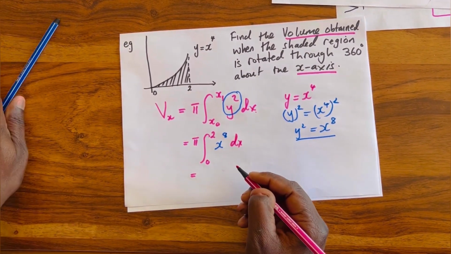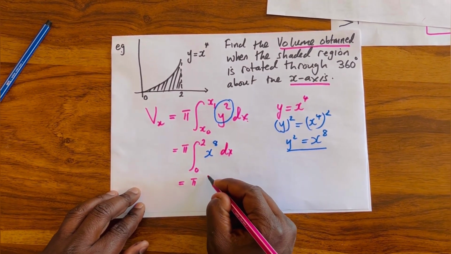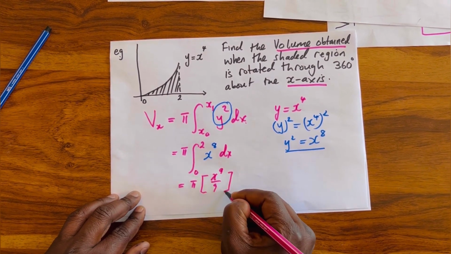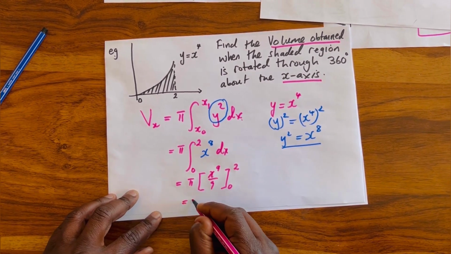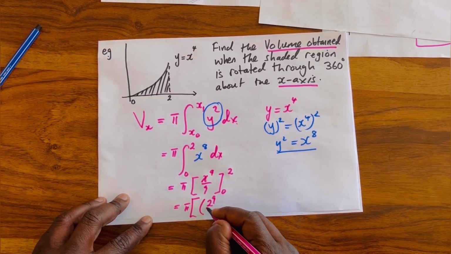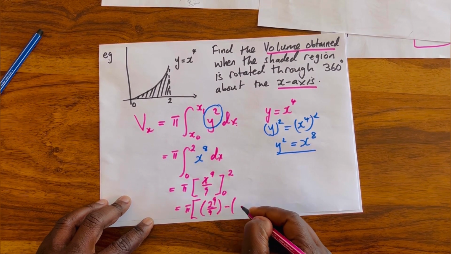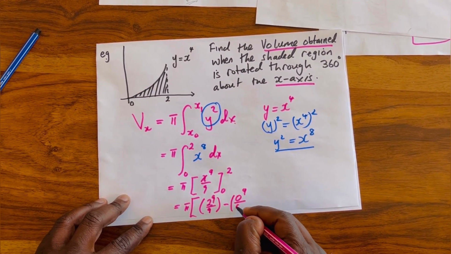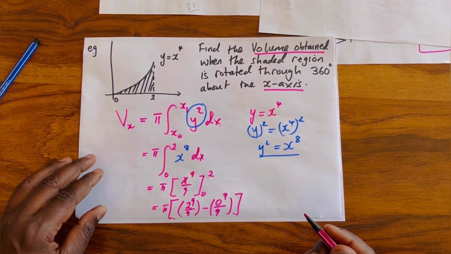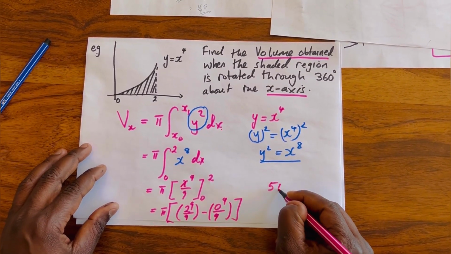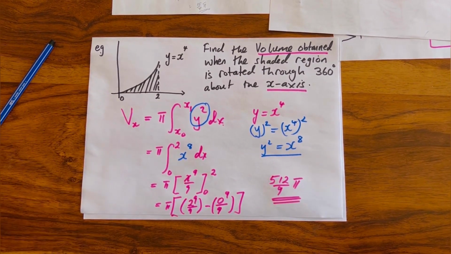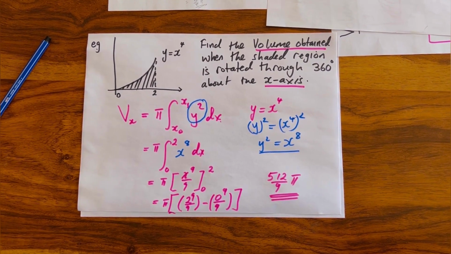Now, simple integration here. This gives x to the power of 9 over 9, and then your limits 0 to 2. Remember how to substitute the limits. We go to the upper limit, so 2 to the power of 9 over 9, minus, we subtract the lower limit, 0 to the power of 9 over 9. And if you do that on your calculator, you get 512 over 9 pi. So this would be your exact volume when you rotate this about the x-axis.